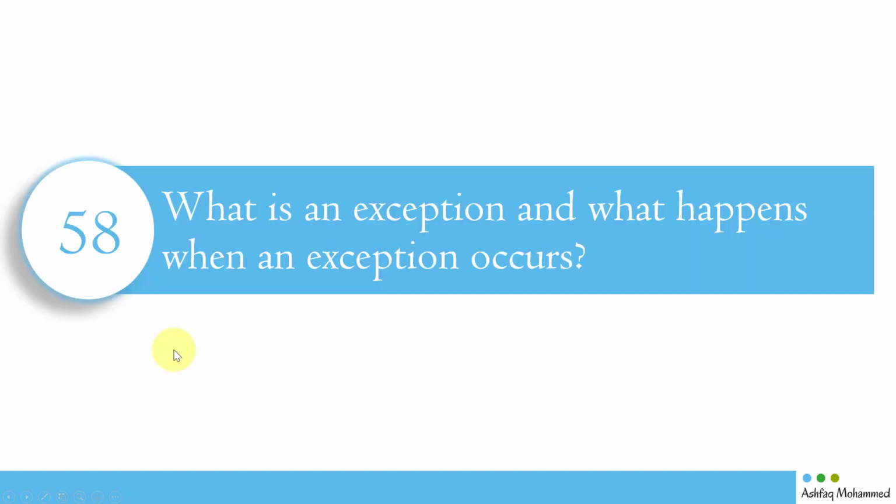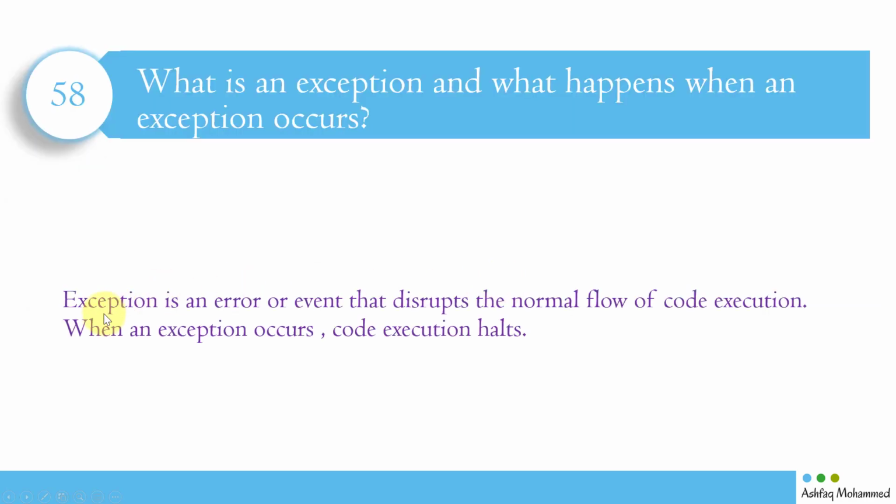Cool. Next question is, what is an exception and what happens when an exception occurs? So an exception is an error. Everyone knows an error is nothing but an exception, an event that disrupts the normal flow of code execution. And when an exception occurs, code execution halts. Simply, if any problem comes in the code, it will halt the system.